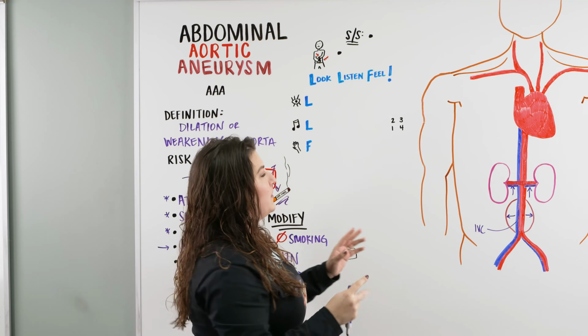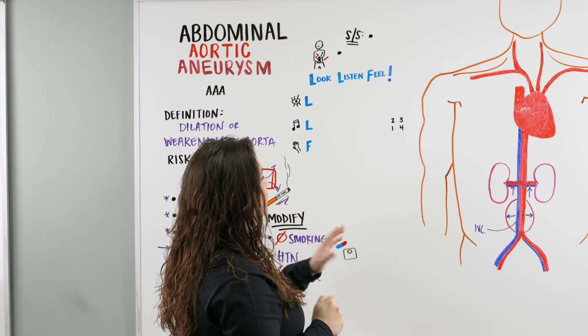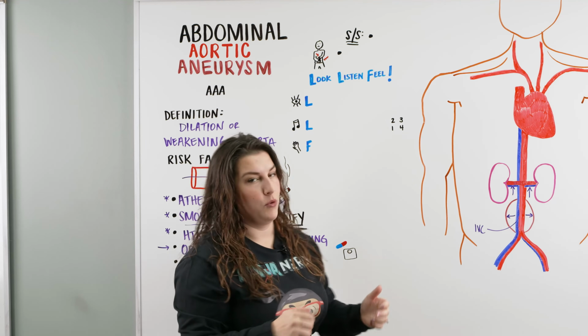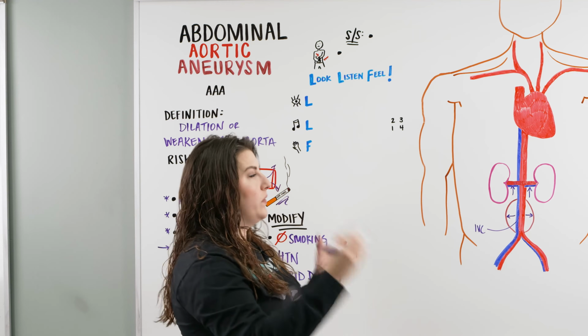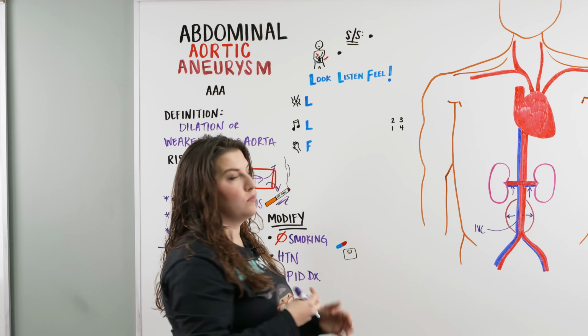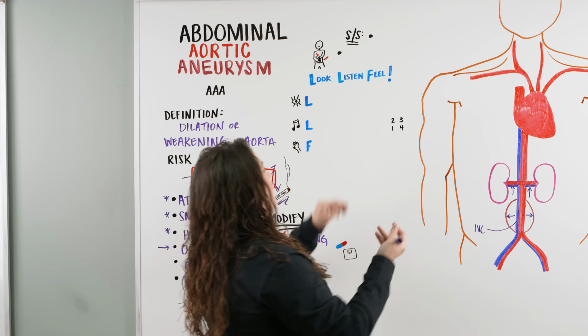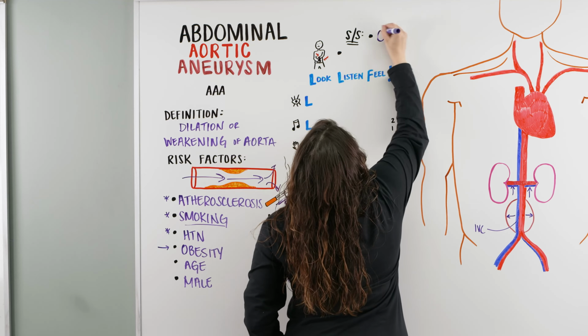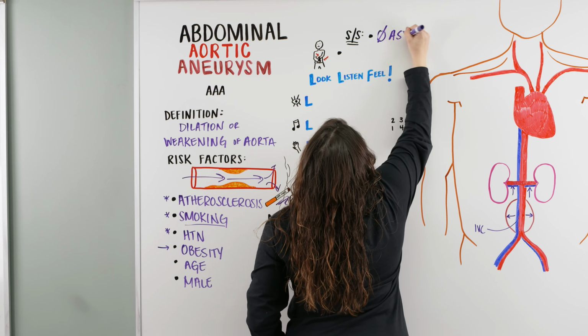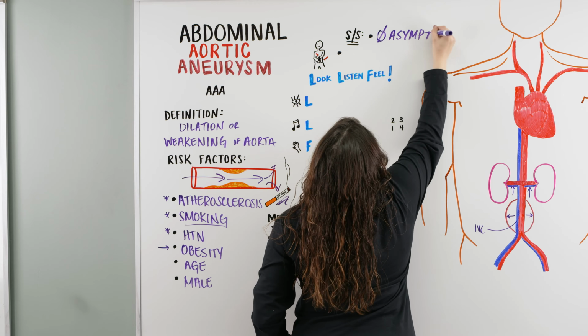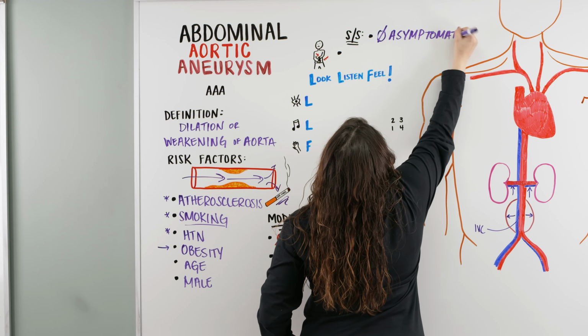This is interesting because typically people that have a AAA have no idea that they actually have one. They're usually found coincidentally when they're doing some other testing, or they're just looking for them. So one of the biggest things is that people that have AAAs are asymptomatic. They don't have really any symptoms.